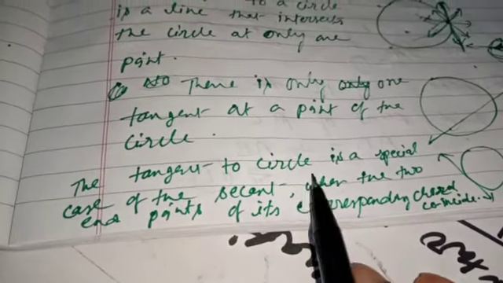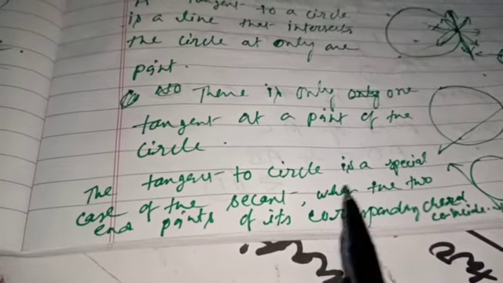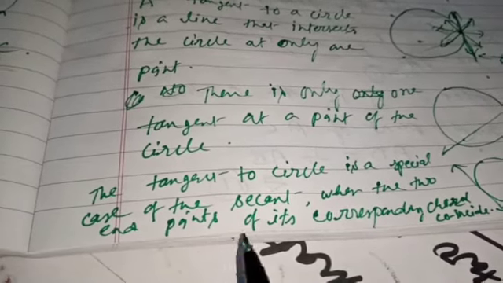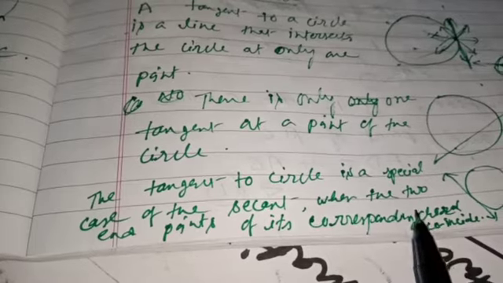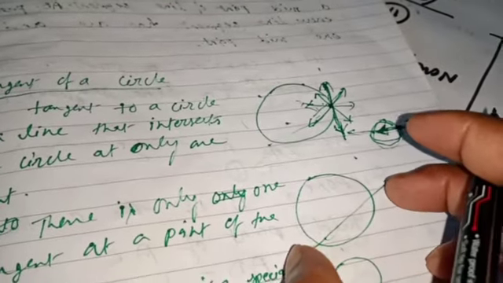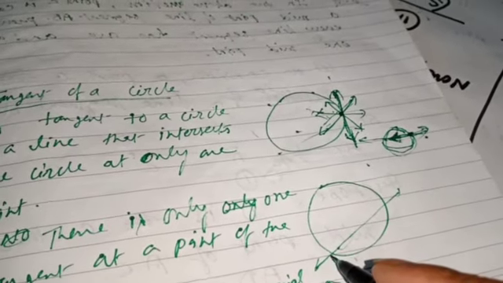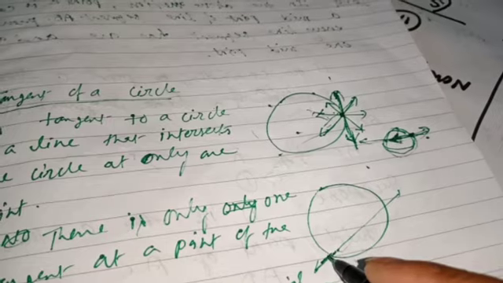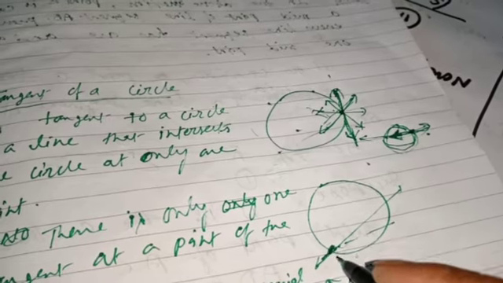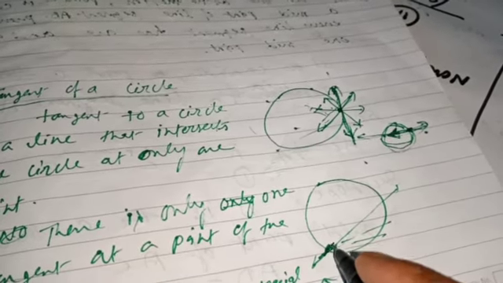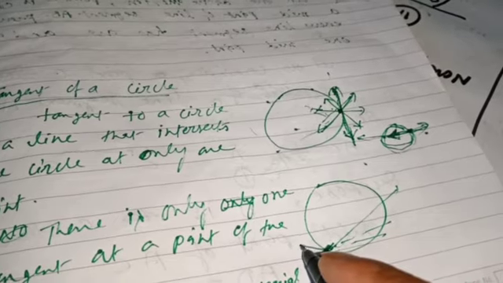The tangent to a circle is a special case of the secant, when the two endpoints of its corresponding chord coincide. Let me explain this again. This is a secant. If you rotate this secant, suppose you are rotating it like that, and this is a fixed point, you are rotating like that, rotating like that, then it will come like that.